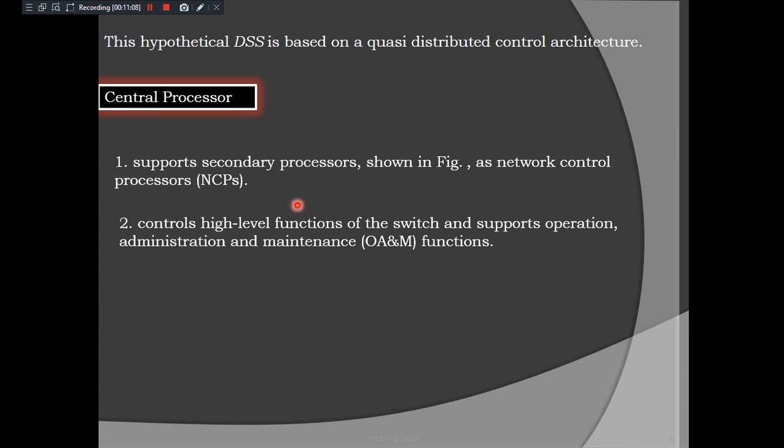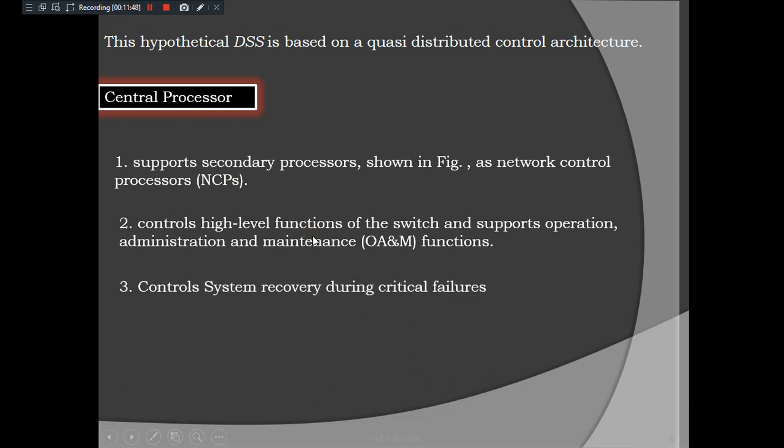So another main feature you can see here: the central processor controls the high level functions of the switch and supports operation, administration and maintenance. That is known as OA&M functions. That is operation, the call supervisory operation, that is one thing. Administration means the central processor has to administer the whole functions, and maintenance functions also reside there, because in the last figure we have seen the maintenance software will be there.